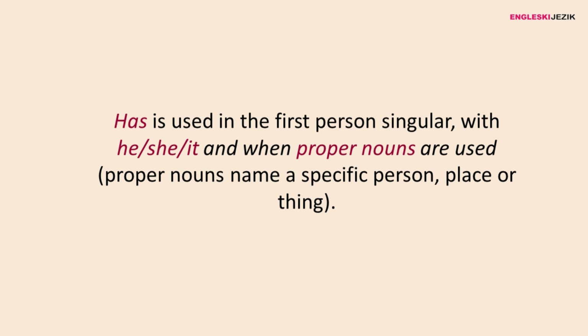Has is used in the first person singular with he, she, it, and when proper nouns are used. Now we have to remember that proper nouns name a specific person, place, or thing. So this is all we have to remember when it comes to the auxiliary verb has. It is used with he, she, it. The sentence is in first person singular, and when proper nouns are used. Proper nouns name specific things, people, and places.